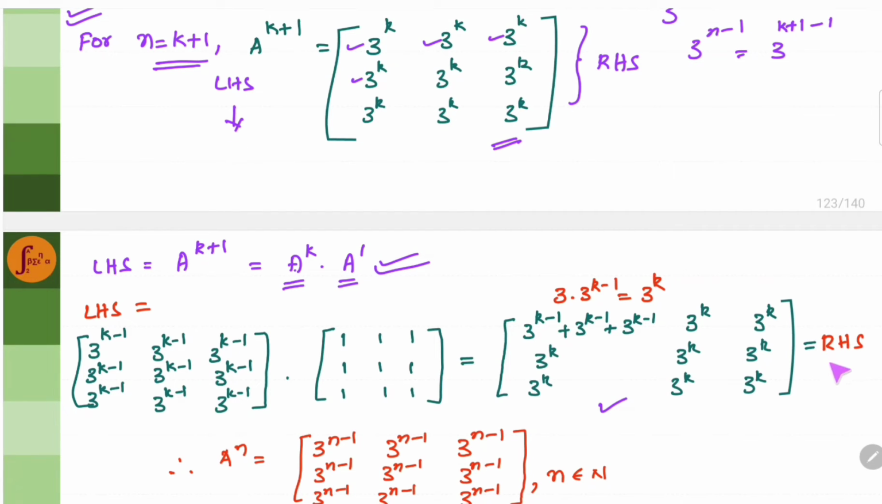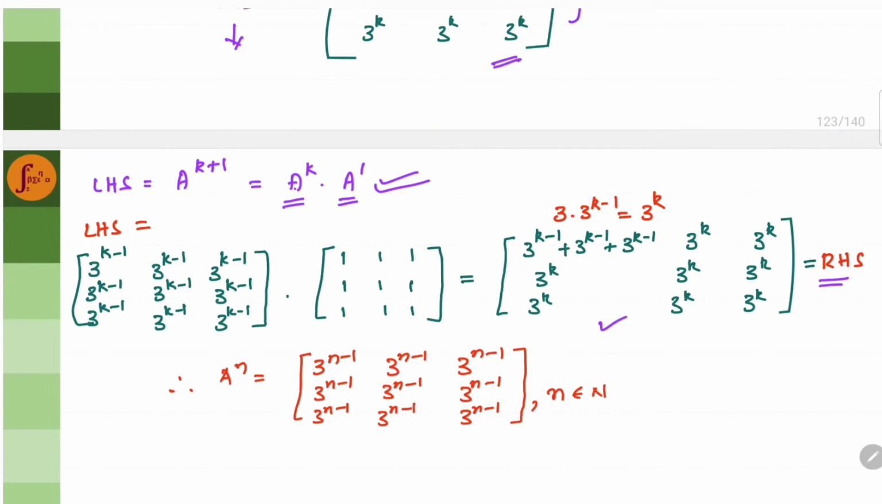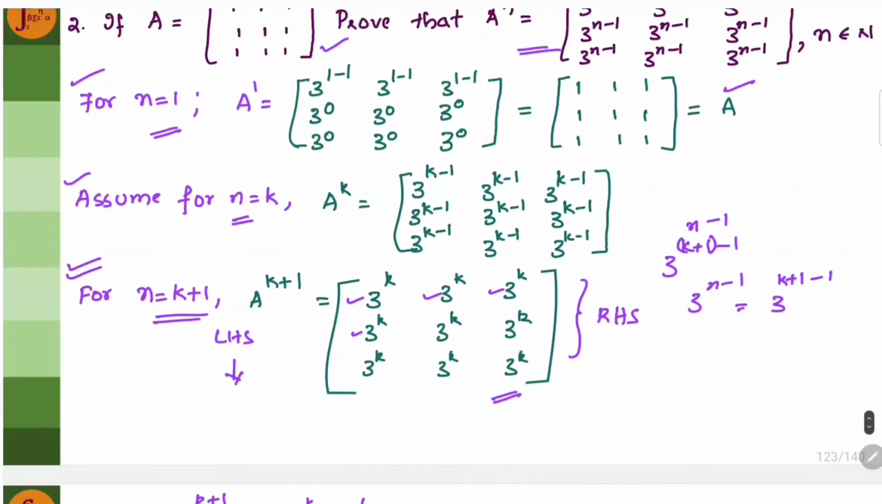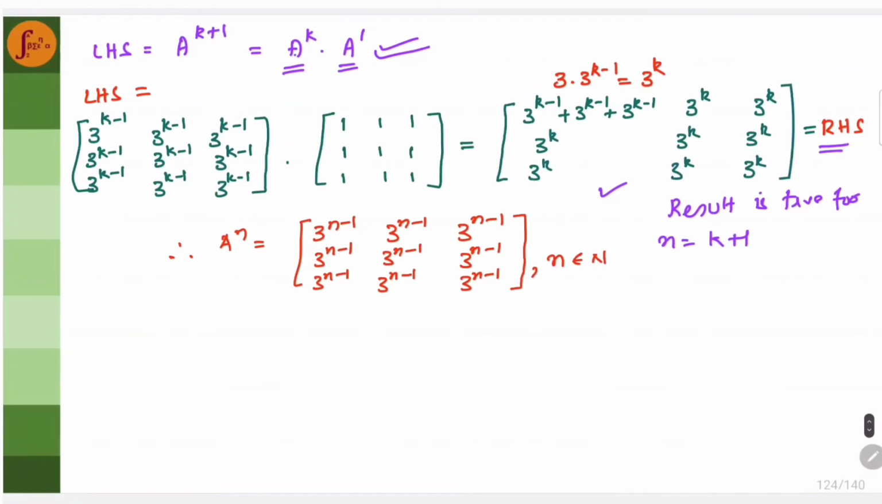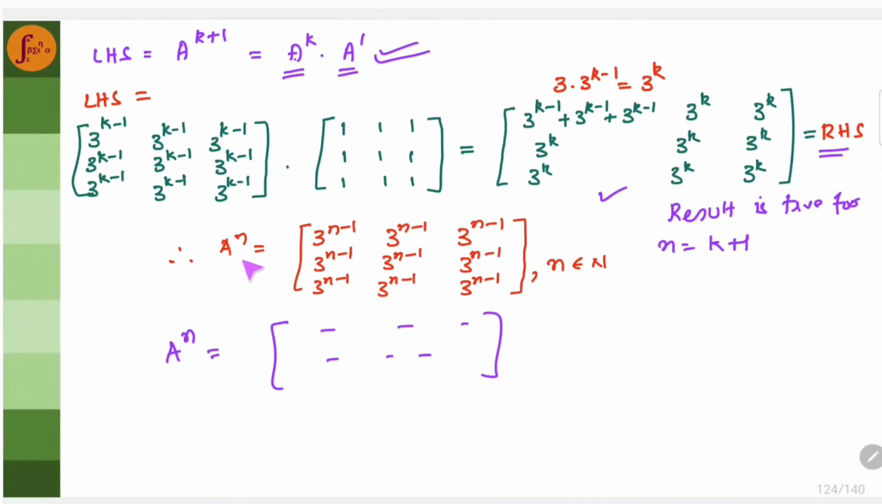Since LHS is equal to RHS, you took the LHS, you split it, you did the matrix multiplication, and finally you got this matrix, which is the same as RHS. Since LHS is equal to RHS, we can say that this result is true for n is equal to k plus 1. Right? Now, if you look at the steps, this result is true for n is equal to 1, for n is equal to k, for n is equal to k plus 1. So, since it is true for all of these three, for n belonging to natural numbers, a to the power n is this particular matrix. Therefore, a to the power n is equal to this for all n belonging to N.